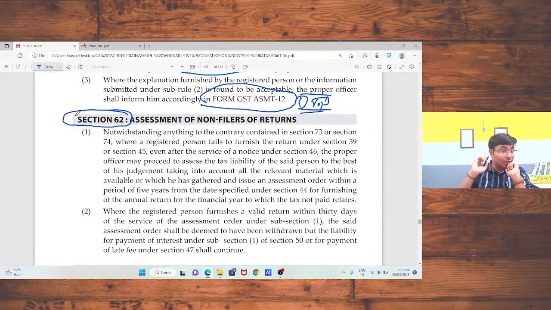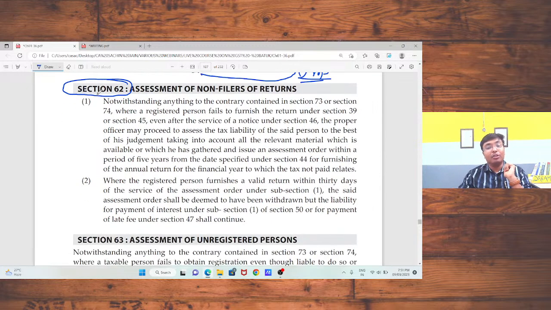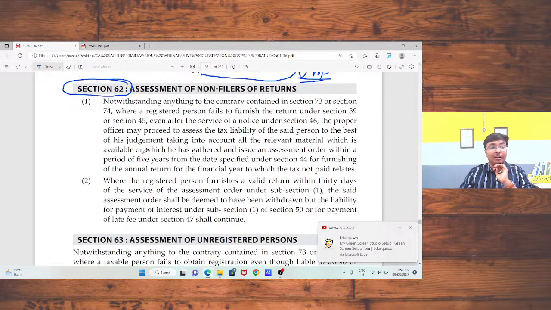Okay sir. So in case of non-filers of returns, the departmental authority will decide your liability and issue a notice, and if you file a proper reply within 30 days, or you furnish the returns within 30 days of the notice, in that case the departmental authority will not impose any type of penalty on you. Section 73 or 74 proceedings will not start on you, but you need to pay the interest and late fees. Interest and late fees should continue, but no penal action should be issued against you. Okay sir. So that is the concept of non-return filers.